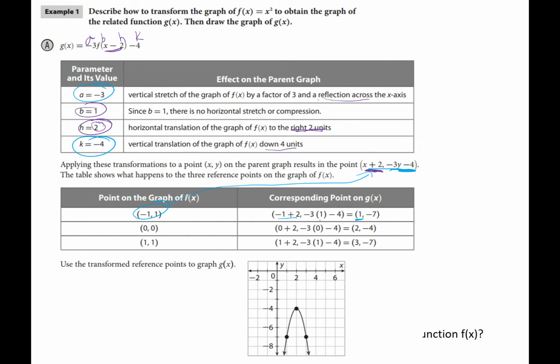And then we're going to plug a positive 1 in for the y value. So we've got negative 3 times 1 is negative 3, minus 4 is negative 7. So we're going to keep doing that. We're going to do that for the 0 and for the 1, 1.